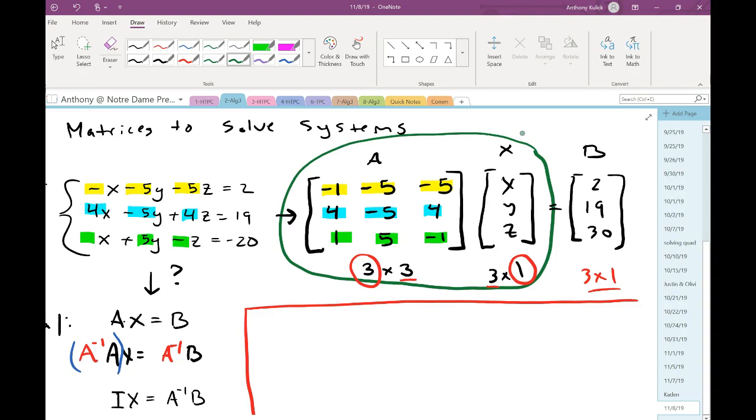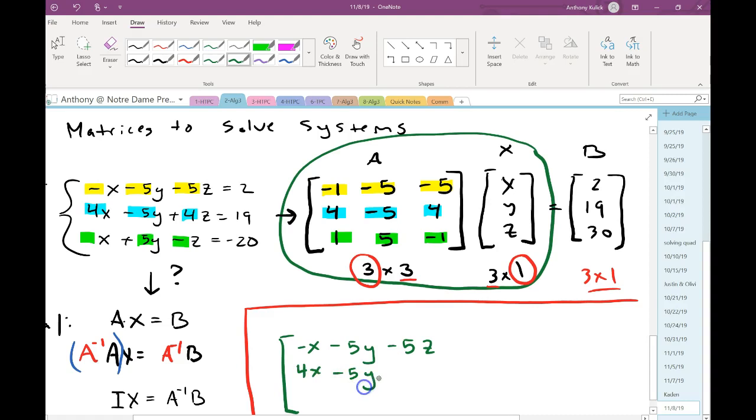So to multiply these, I'm going to multiply row 1 by column 1. When I do that, I get negative 1 times x, negative 5 times y, and negative 5 times z. And then I'll do row 2 times column 1, since there's only one column in matrix X. It's going to give me 4 times x, minus 5 times y, plus 4 times z. And then row 3 times column 1, so that's x plus 5y minus z.